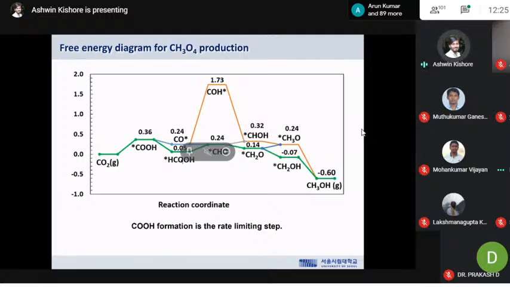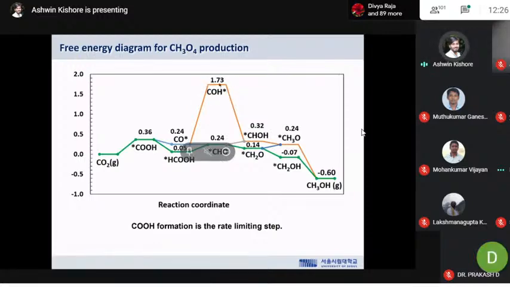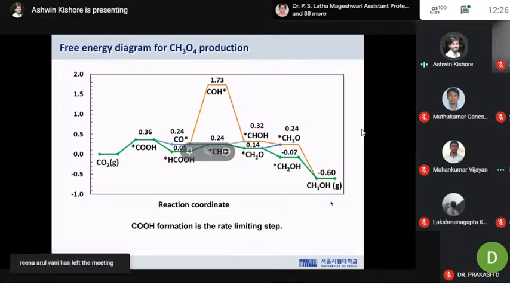So we calculated the free energy diagram for CH3OH production, methanol production. First, it's a 6 proton-electron step. The first CO2 will convert into COOH, and this is the rate determining step. The next proton-electron step will form formic acid, and then it will form either CHO or COH. But this step is energy demanding, so the free energy is really high. So it will go to CHO, then CH2O, then CH2OH, and finally it will form methanol.